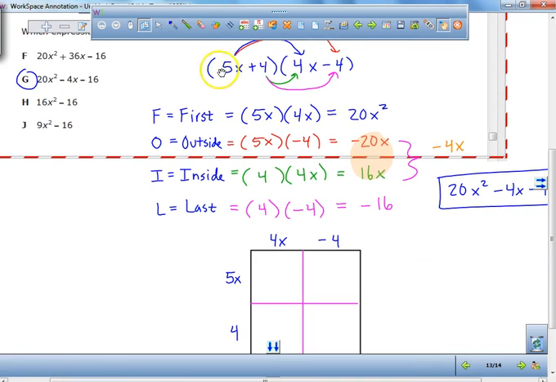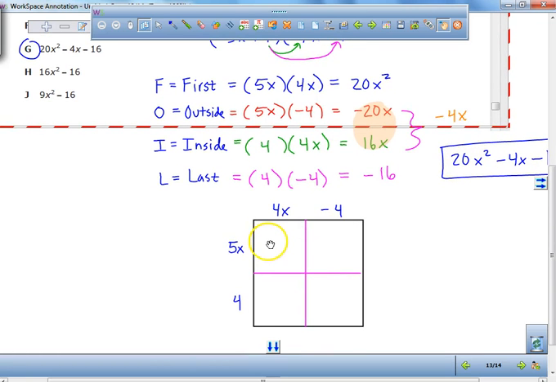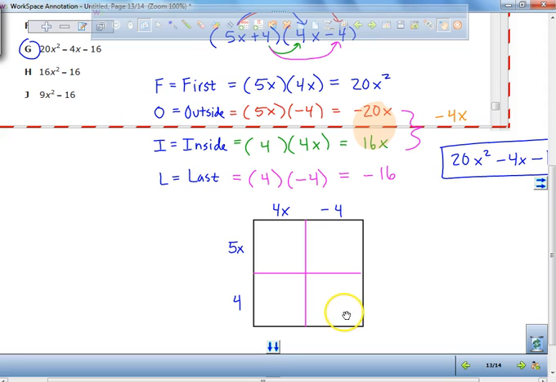If you're wondering where I got the 5x and the 4, I got it from here. 5x, and that's a positive 4. And then I used the 4x and a negative 4 and put it right here. Now, what we're going to do is find the area of each of these little squares.